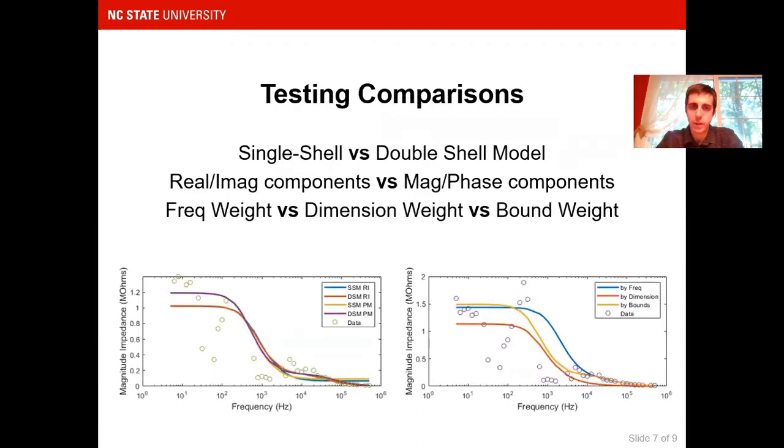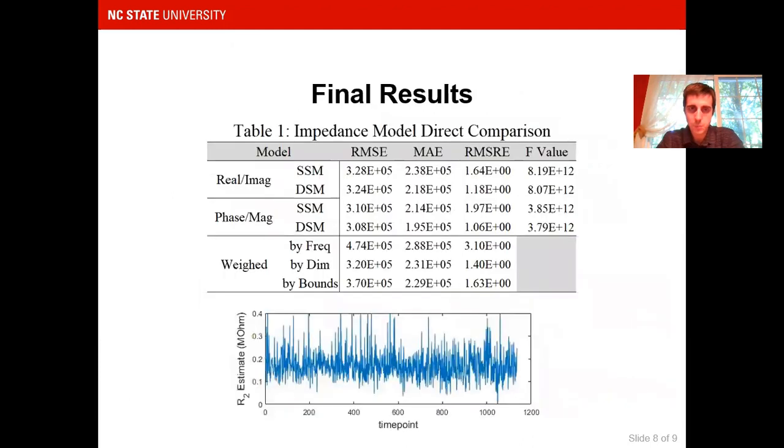We make a couple of comparisons between the single shell and double shell, real and imaginary versus the equivalent in terms of magnitude and phase, and a couple of different weighing schemes, weighing evenly across frequency or dimension or the boundary conditions. But what I want to point out here is that the double shell model at high frequencies fits the data a lot better. And this suggests that the vacuole is indeed necessary in the model.